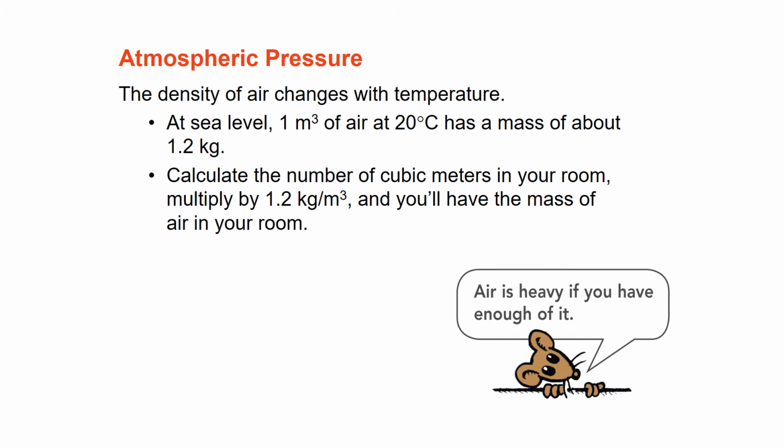Let us try to evaluate the value of the atmospheric pressure. We know that the density of air changes with temperature. At sea level, 1 cubic meter of air at 20 Celsius has a mass of about 1.2 kilograms. If you calculate the number of cubic meters in your room, multiplied by the density of 1.2 kilograms per cubic meter, you will have the mass of air in your room.